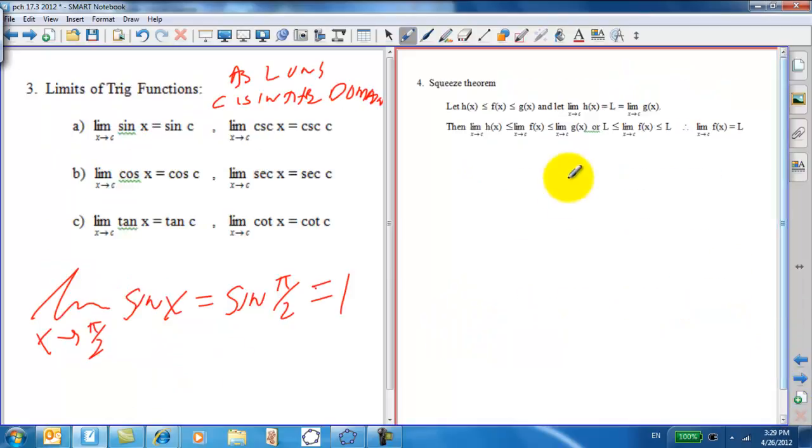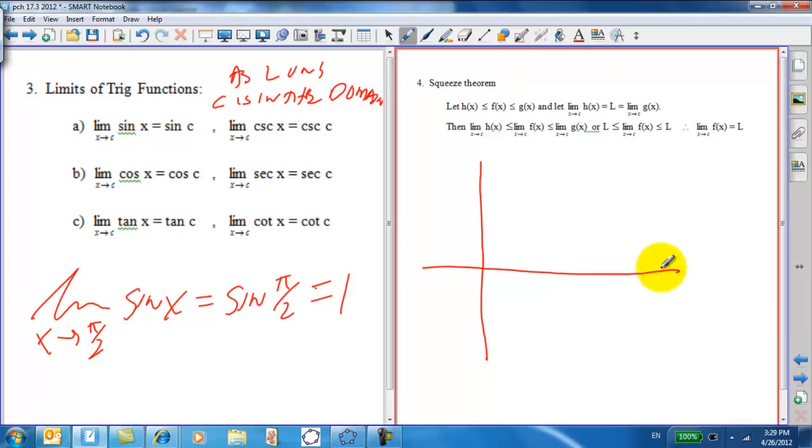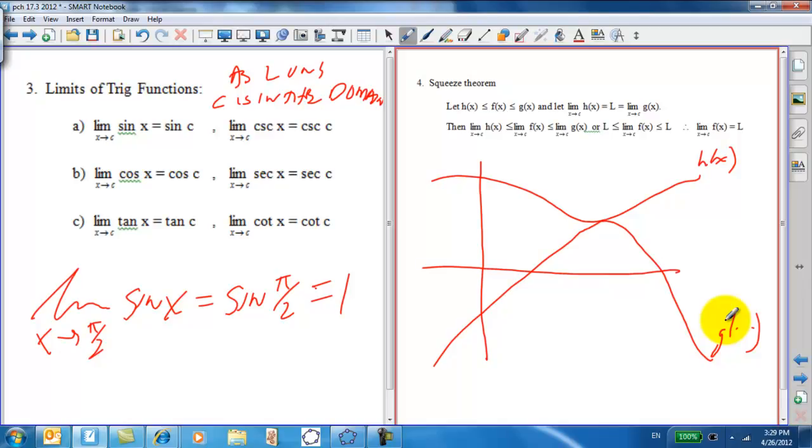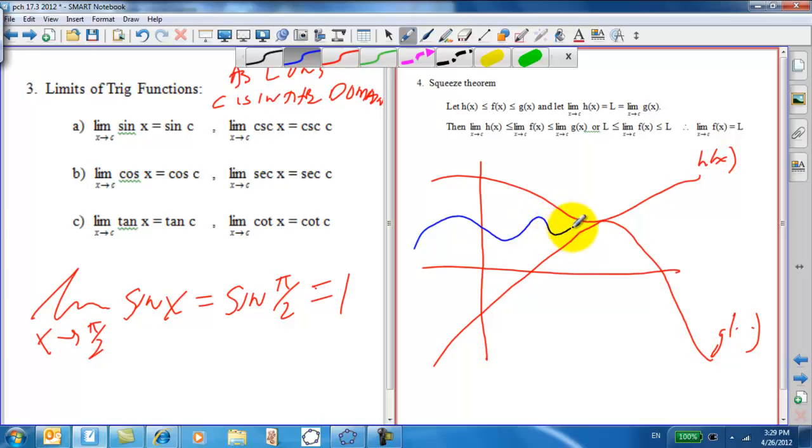And the squeeze theorem is going to be very important. And the idea behind this is that f is a function between two other functions. So here's h(x), let's say, and here's g(x), like this. Two functions, and f somehow snakes in between these two, stays in between these two, and it gets squeezed in between those two functions. Basically what we're saying then, if h and g as x approaches c approach this limit of L, then f will as well.